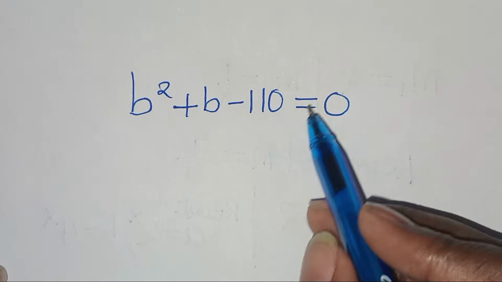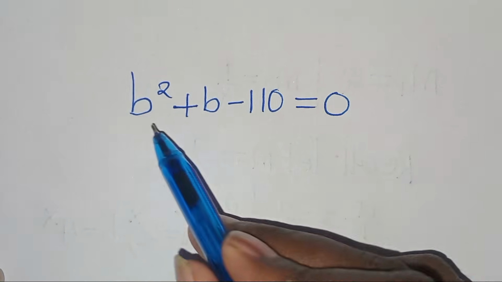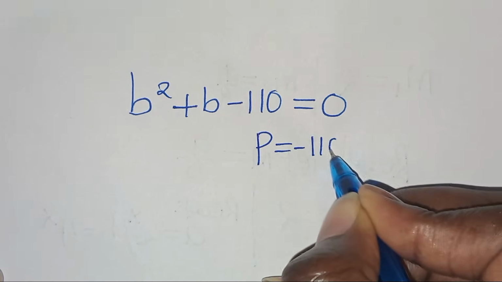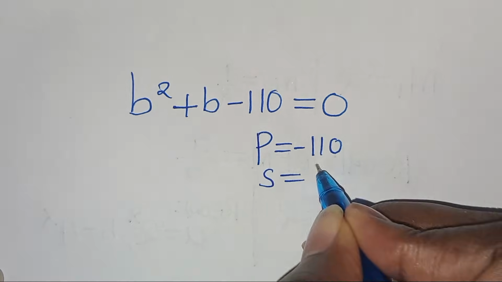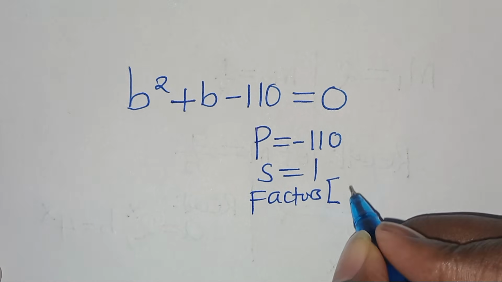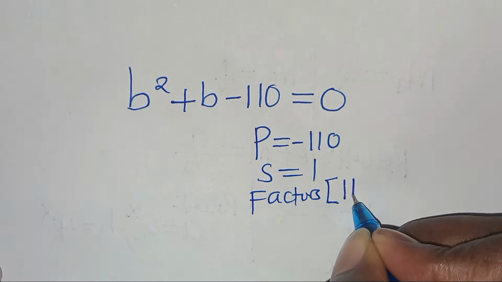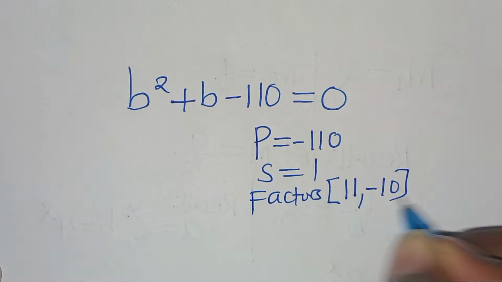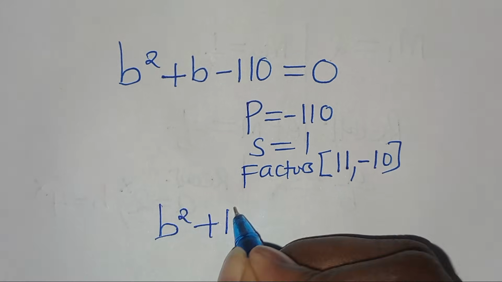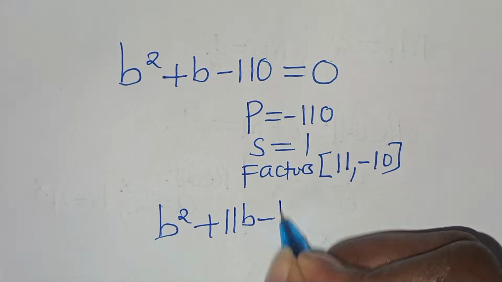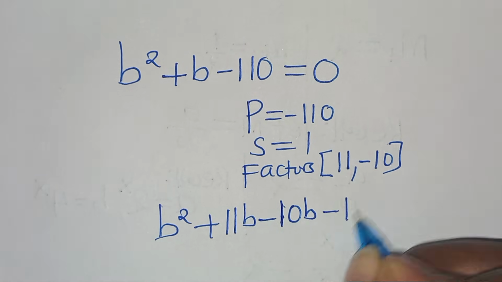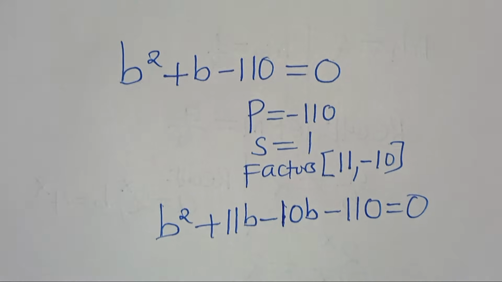Now this is a quadratic equation. We can solve this quadratic equation through factorization. Remember the product here is equal to minus 110 and the sum here is equal to 1. So we can identify two factors, and these two factors are 11 and minus 10. Substituting this, we have b squared plus 11b subtract 10b, then minus 110. This is equal to 0.